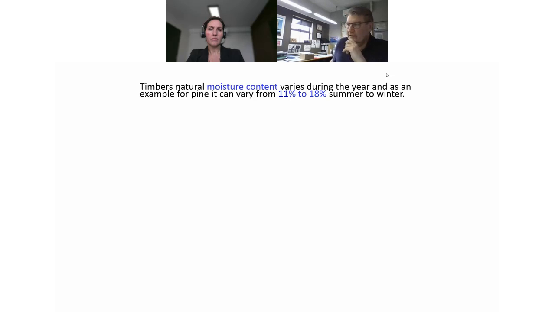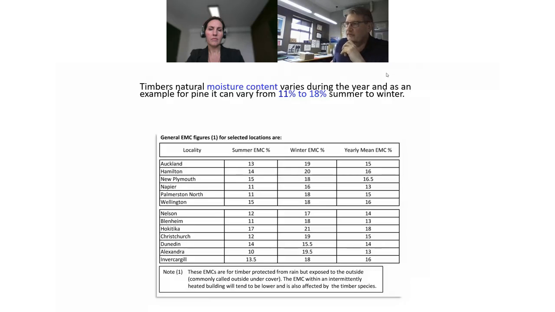So let's have a look. Here's another chart from one of the brand's literature. Let's have a look, there's a summer EMC and winter EMC, and that's just equilibrium moisture content averages. Again, what you'll see, as an example only, is that in Auckland, which is a subtropical climate, in the summer it might be down to 13% and winter is up to 19%.